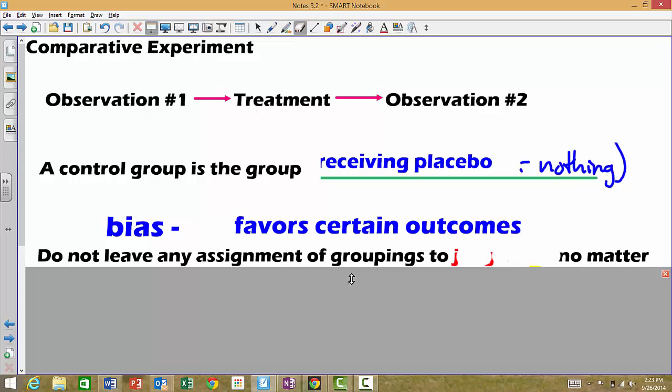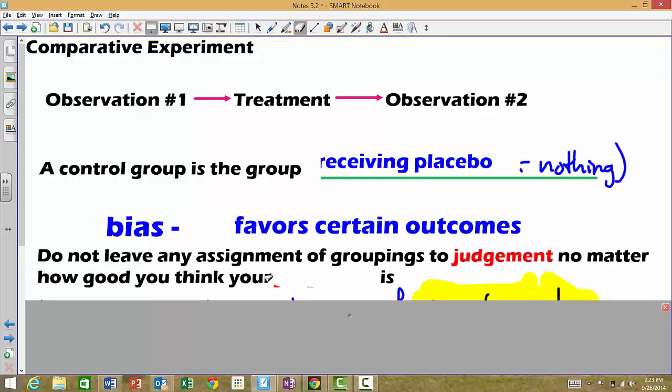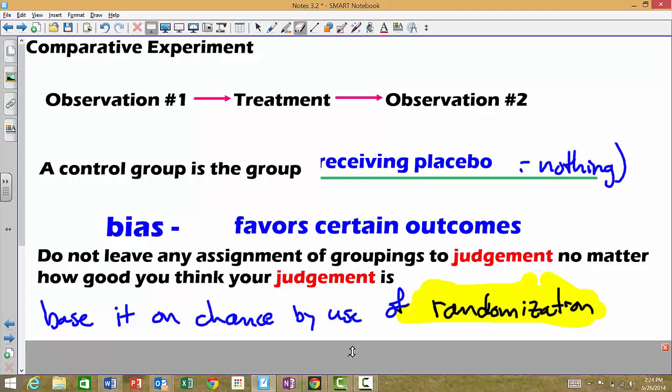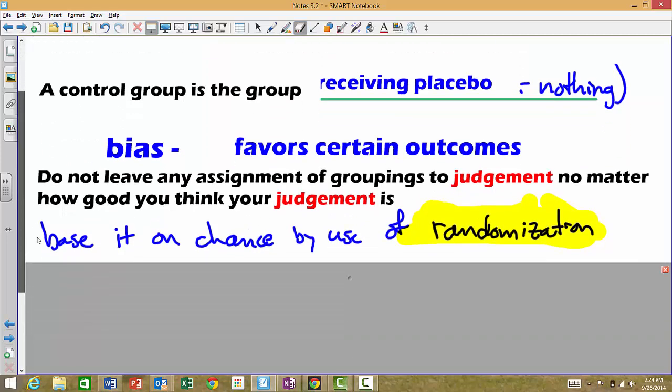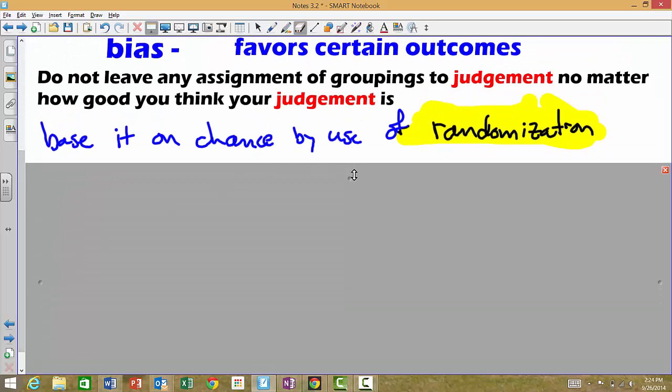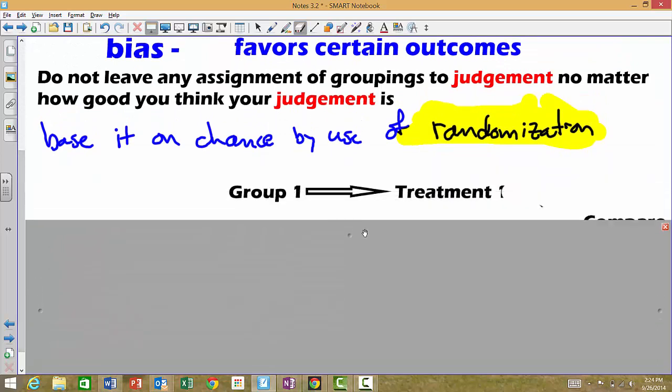Okay, one of the things about your treatment groups is you want to make sure that nothing is by chance. So don't leave any assignment to grouping by judgment. We want all of our groups done by randomization. In this unit, like I said, there's not a whole lot of numbers. It is almost all words. So the only numbers we're going to use is a random number table, and we're going to get to that here on Monday. We'll go back over it, but I want to get to the bottom of this page.